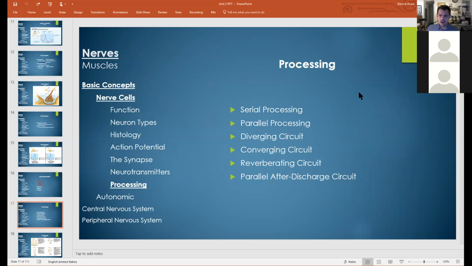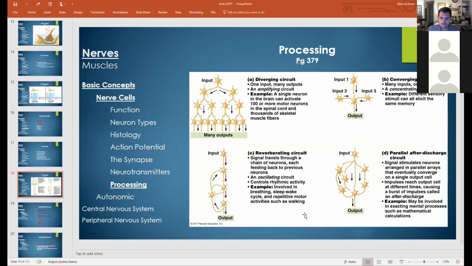All right. Diverging circuit, converging, pretty simple. Reverberating, all right, oscillating. This example right here is involved in breathing, the sleep-wake cycle, and repetitive activities such as walking. All right, that's your purpose for that.